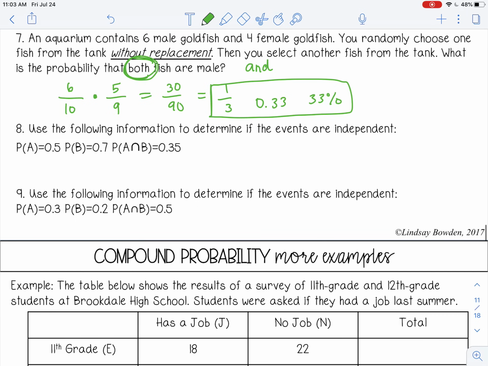All right, number 8, use the following information to determine if the events are independent. Okay, so if the events are independent, I should just be able to multiply them together and get the intersection. So I should just be able to multiply 0.5 times 0.7 because nothing has changed. These are independent of one another, so one is not changing the other. They should just give me the intersection. So 0.5 times 0.7 gives me 0.35, so that would be yes, they are independent.